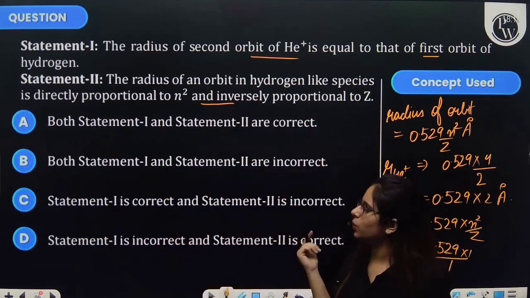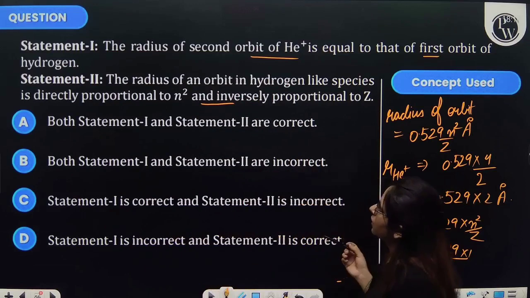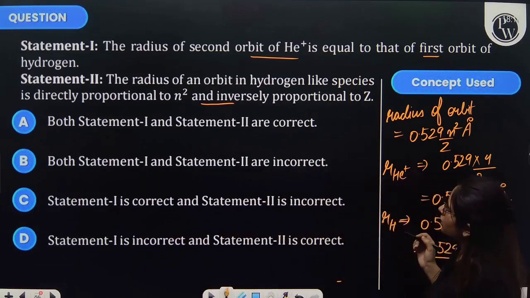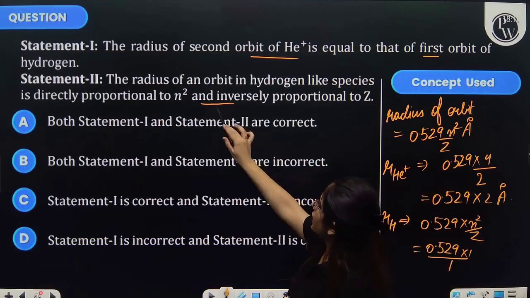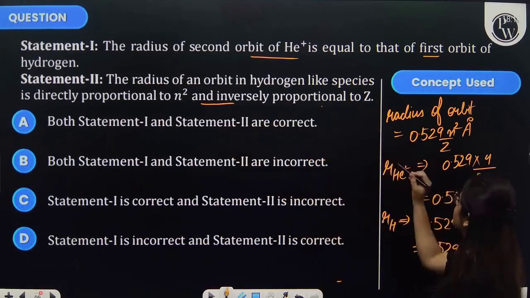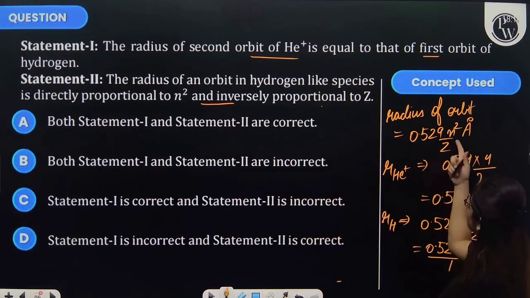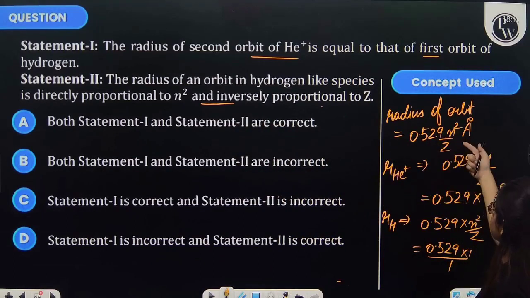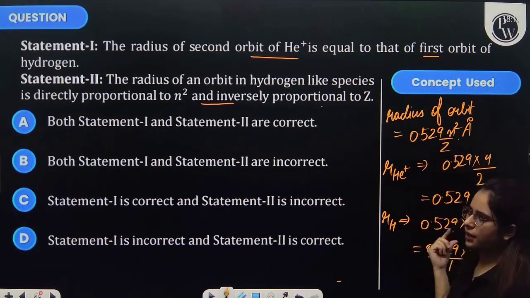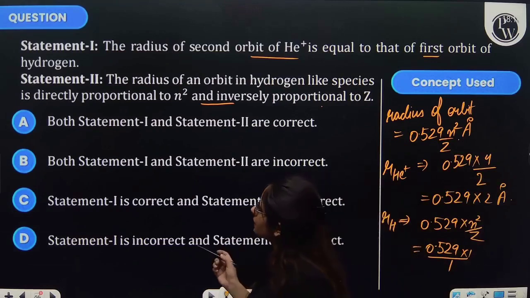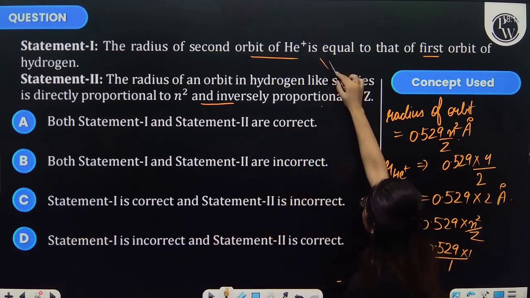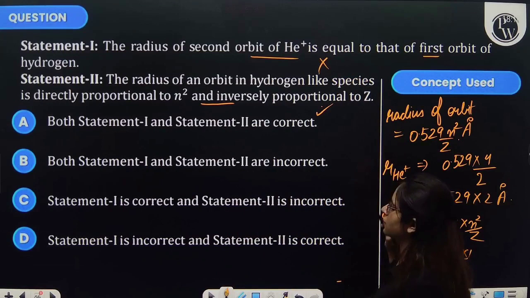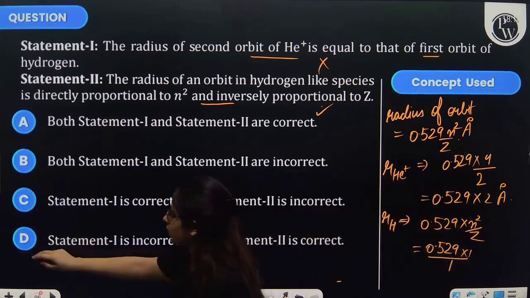Now statement 2: the radius of an orbit in hydrogen-like species is directly proportional to n square and inversely proportional to Z. Yes, it is absolutely right, as it is written over here that the radius of an orbit is n square by Z, directly proportional. This means statement 1 is incorrect and statement 2 is correct. That means option D is your correct answer.